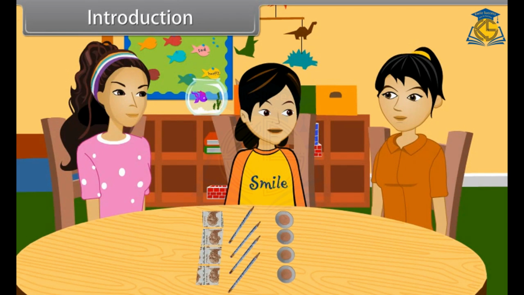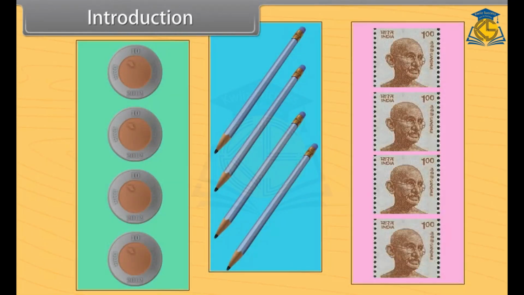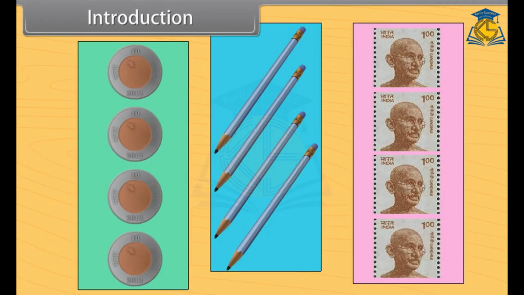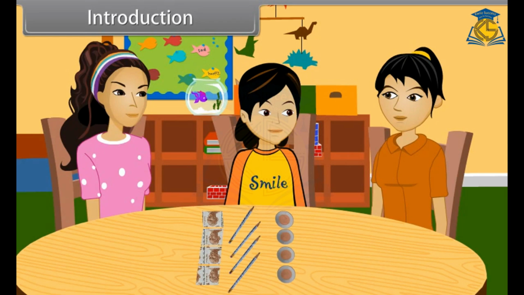What is a set? Sonali, can you see these three collections? These are the sets. But how do you say that these are sets? A set is a collection of things which has something in common. Come, I will explain you more about sets.